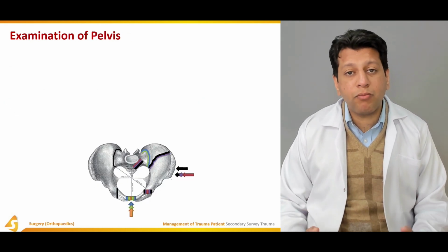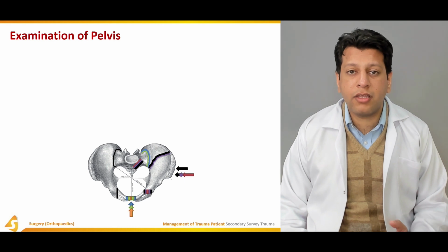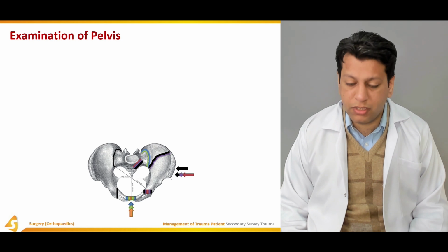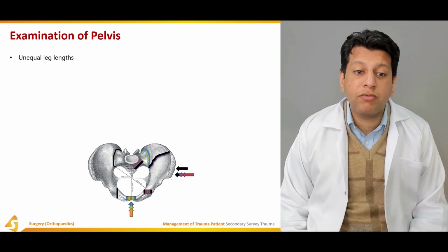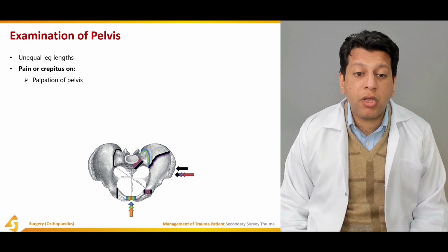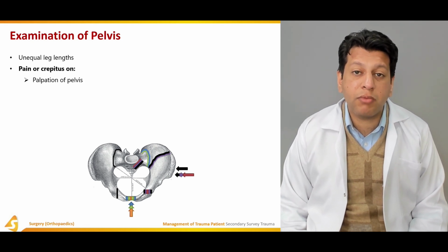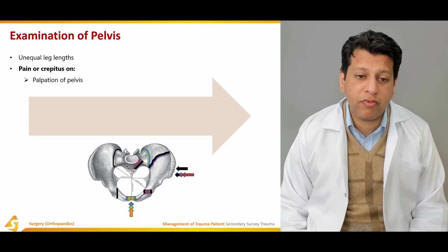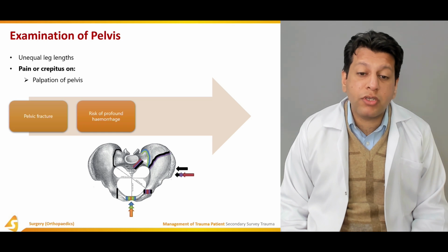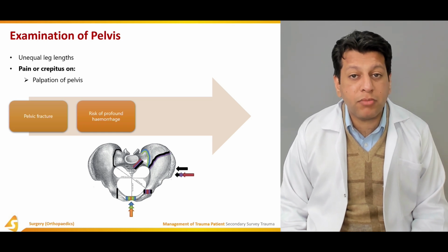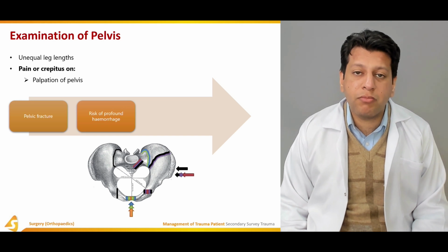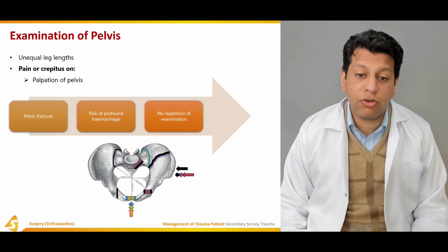Now, coming from head, neck, and then moving to chest, then down to abdomen, we move to the pelvis and limbs gradually. In the examination of the pelvis, we have to look for unequal leg lengths, pain and crepitus. Usually palpation of the pelvis with crepitus indicates pelvic fractures or acetabular fractures. And if there is a pelvic fracture, there is always a risk of profound hemorrhage, and the patient must have an IV line secured, because the patient can go into circulatory shock.